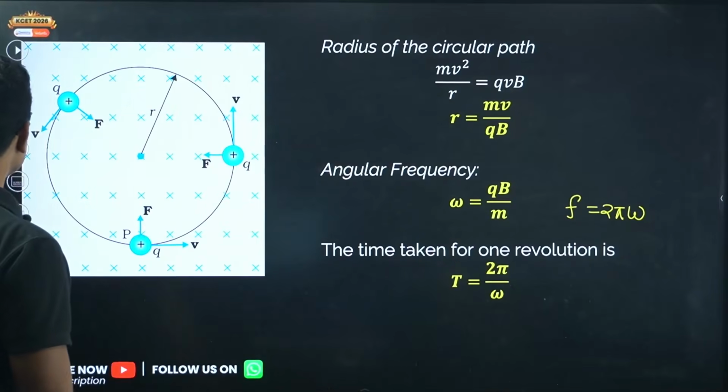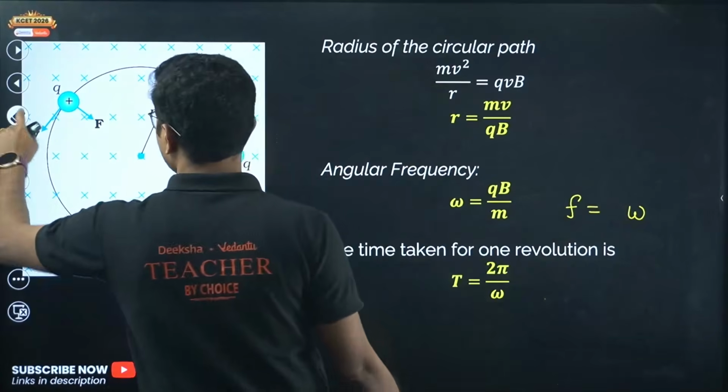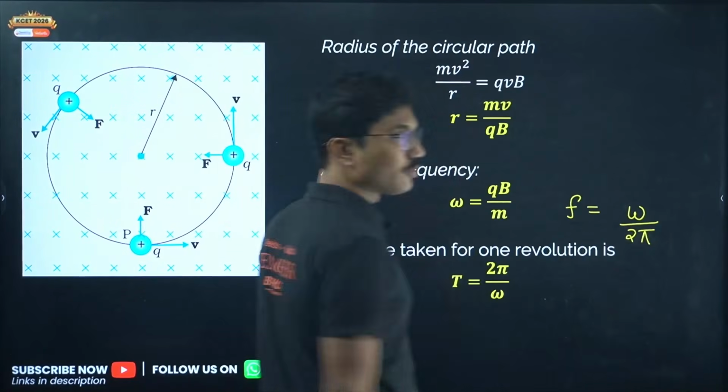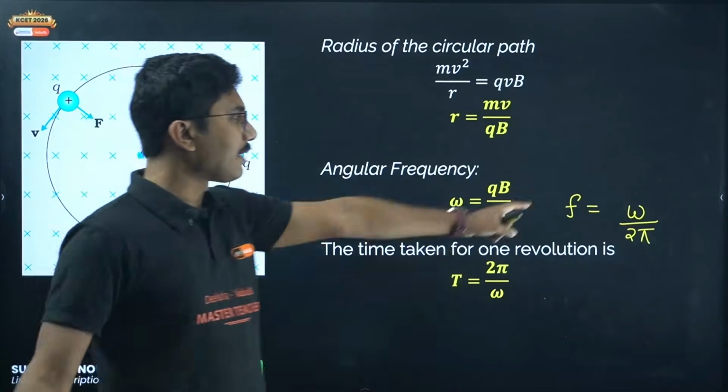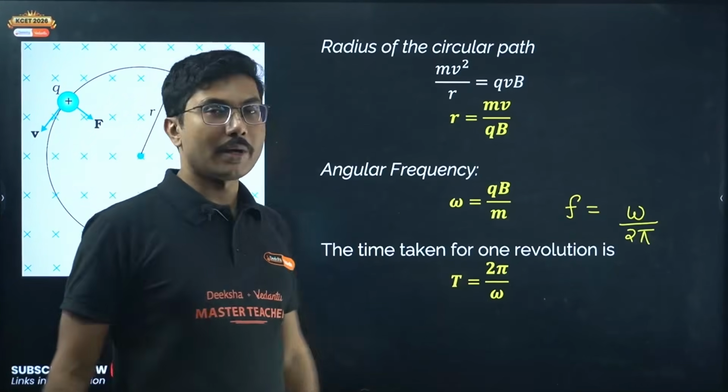Sorry, I made a small mistake. It is not 2 pi omega, it is omega by 2 pi. Omega is equal to 2 pi f. So frequency can be calculated from here, qB by 2 pi m, and time period is 2 pi m by qB.